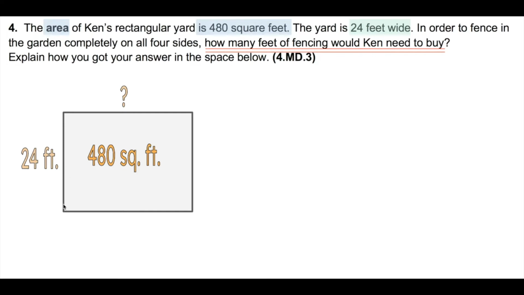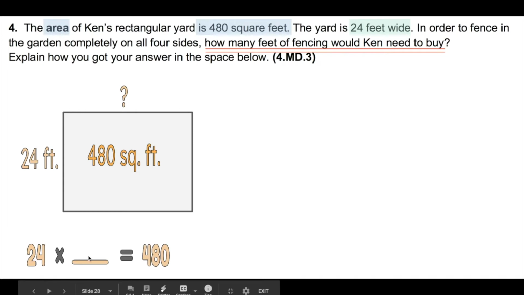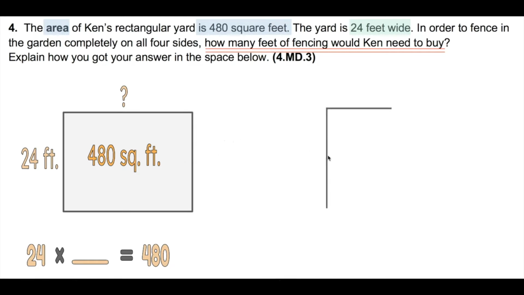We know that area is length times width. We know that 24 times something is going to equal 480 because length times width equals the area. 24 times something equals 480. Let's go ahead and figure out what that something is. I'm going to redraw this model so that we can multiply. 24 times what is going to equal 480?